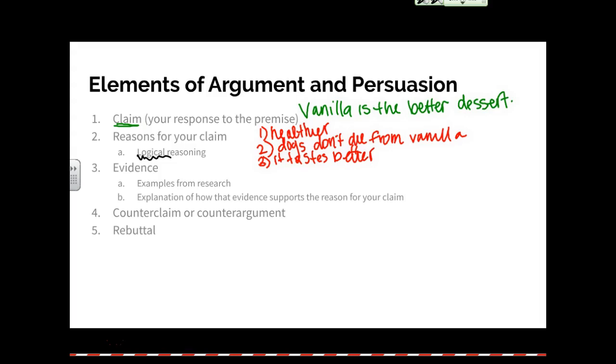Evidence. Just like any essay that we've already written, you need examples from research and an explanation of how that evidence supports the reason for your claim, right? So here, it's healthier, you would need research, a quote. Dogs don't die from vanilla, again, research.